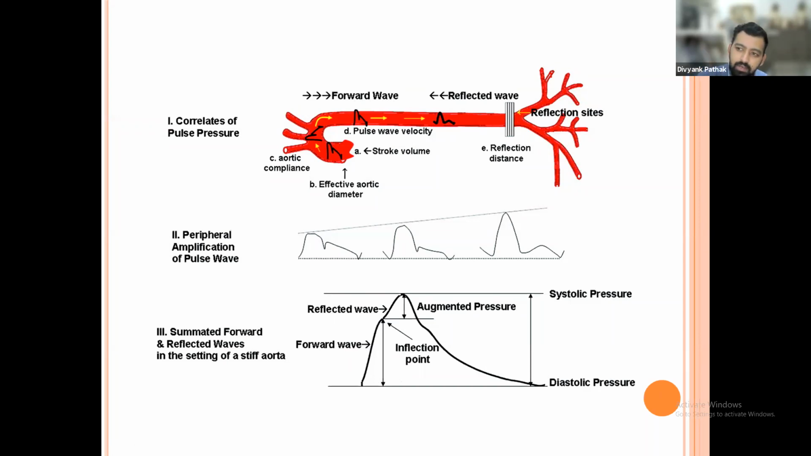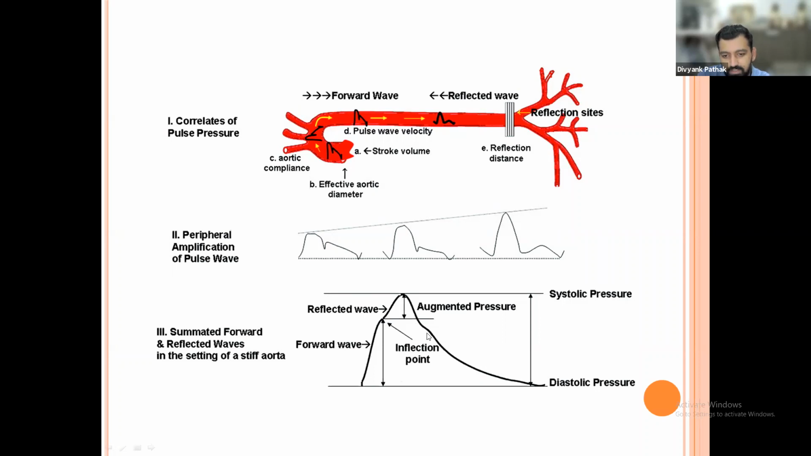So how can we differentiate what waves are what? Actually, this is the forward flow, this much point. The initial steep flow is a forward flow. Now this is the reflected wave. The reflected wave is the augmented pressure because of the reflection.